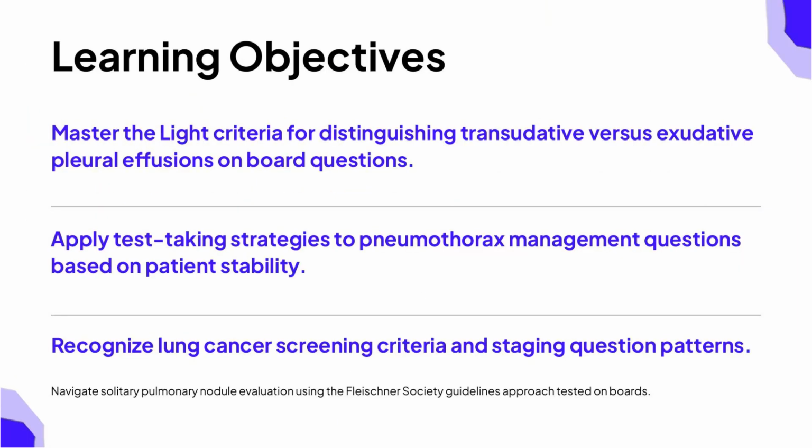These are our 4 key learning objectives for today. First, we'll master the Light criteria, which is absolutely essential for distinguishing transudative from exudative pleural effusions. Second, we'll develop a systematic approach to pneumothorax questions based on patient stability. Third, we'll review lung cancer screening criteria, which frequently appear on boards. And fourth, we'll learn how to navigate solitary pulmonary nodule evaluation using Fleischner Society guidelines. Keep these objectives in mind as we work through each case.